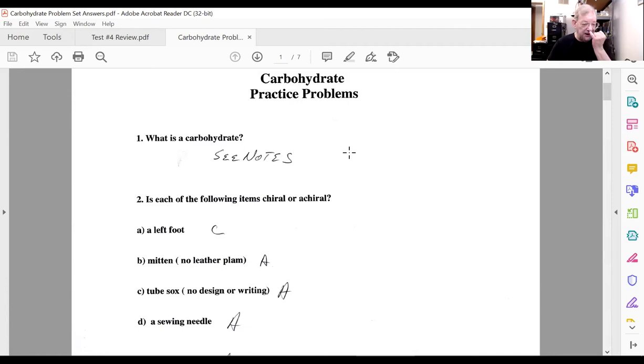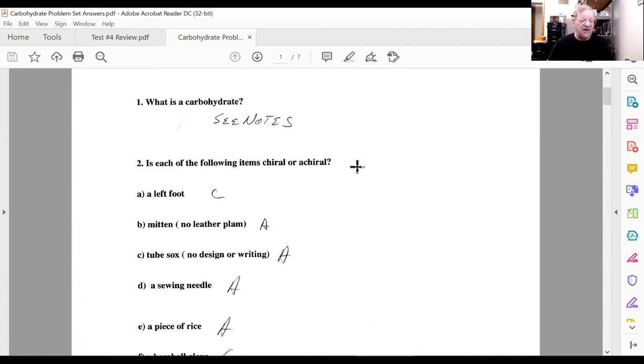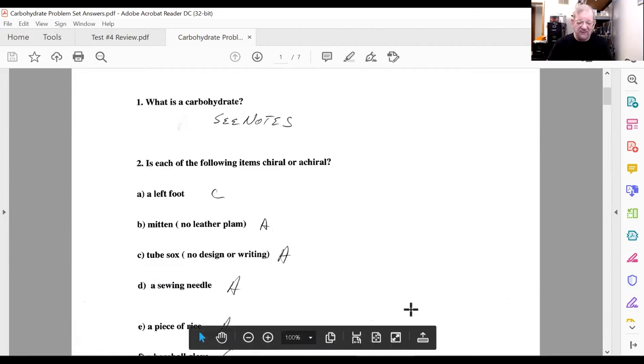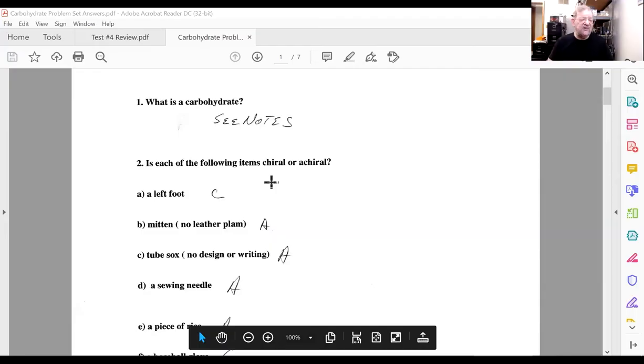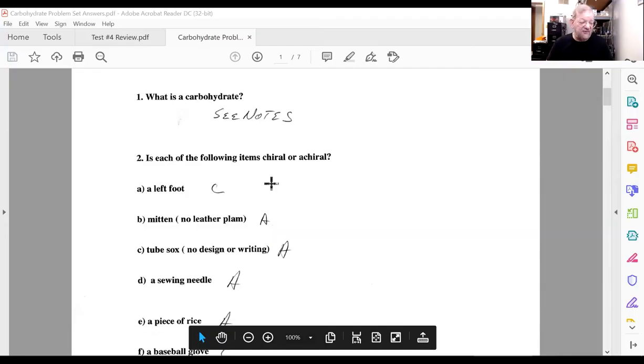Is each of the following items chiral or achiral? And how do you do that? Well, you look, does it have a superimposable or non-superimposable mirror image? I'll give you a secret. If the item you're looking at has the word right or left, it's always going to be chiral. So if I look at a left foot, it has the word left, it's chiral.